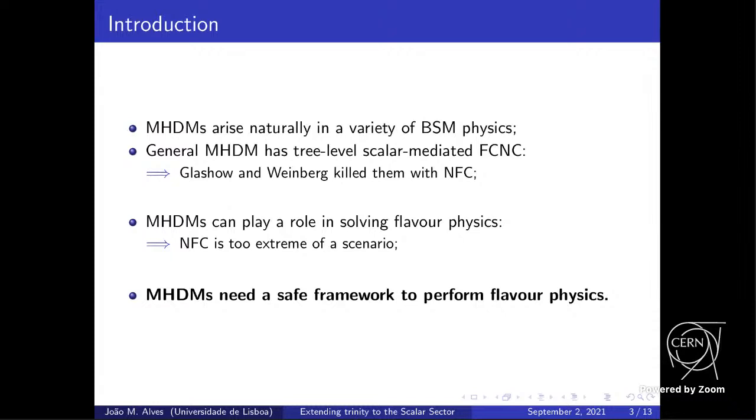Now, this was fine if you're doing things like supersymmetry, where we have a lot of other things that can provide you with technology to do flavor physics. But if you want to do flavor physics with multi-Higgs models, it turns out that natural flavor conservation ends up killing almost anything, and you don't have enough room to play. So you need something a little bit better. And the idea here is to find a framework where you can do flavor physics, but also be fine in terms of these kinds of constraints.